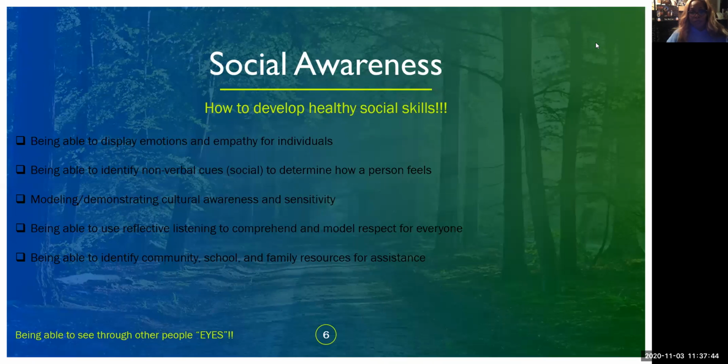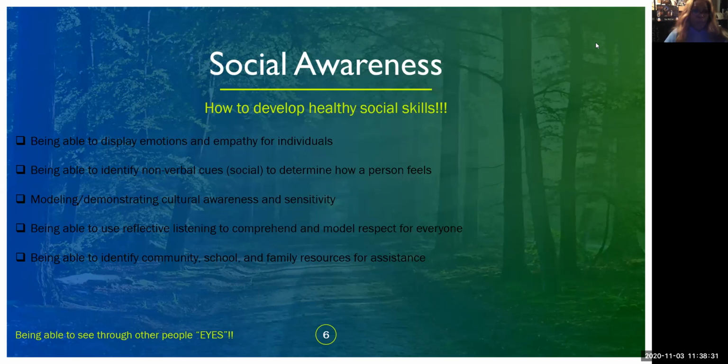Social awareness. How to develop healthy social skills. Being able to display emotions and empathy for individuals is necessary because as much as we want someone to have empathy for what we go through, we need to have that same empathy. So we need to reciprocate that empathy toward individuals. And notice we didn't say sympathy, we said empathy. That means we can understand and empathize with what you're going through. Because if I show sympathy, then I might take in that emotion. So empathy leaves you at a surface level.